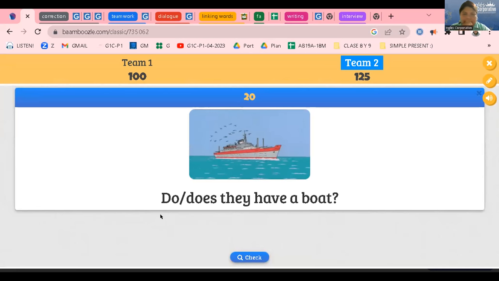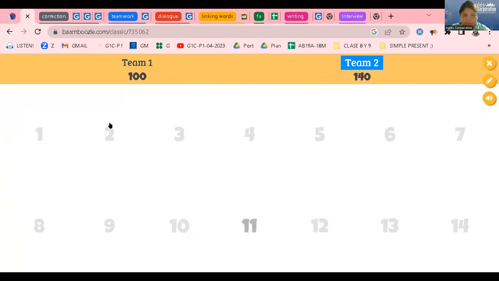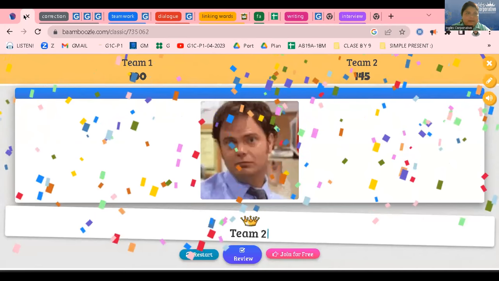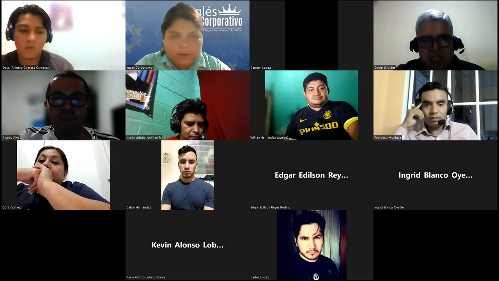Okay, and the last one. So which could be the correct auxiliary? Do, right? Okay, perfect. So, okay, we didn't play that way. So we'll continue with the rest of the activities that we have. Just hold on, give me a second. Okay.